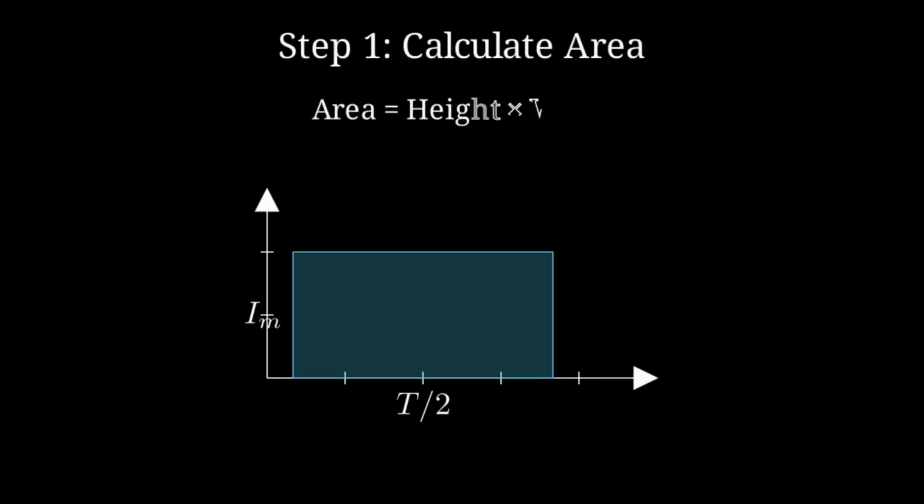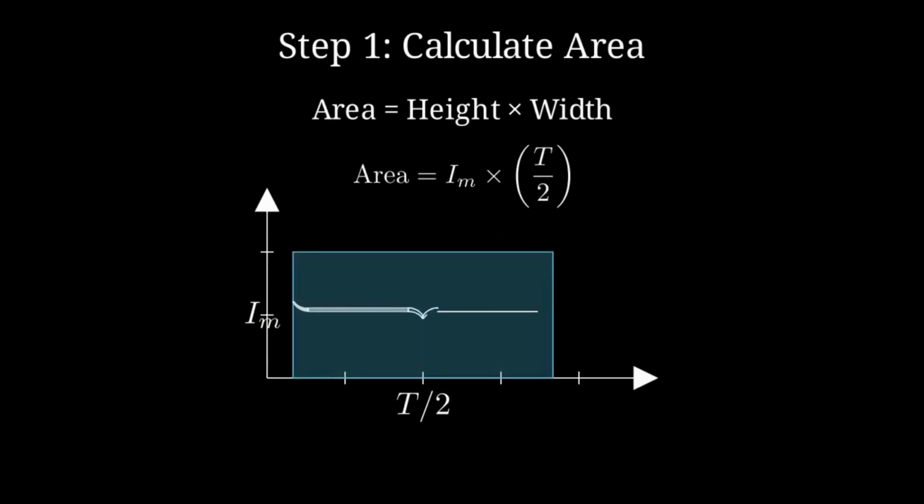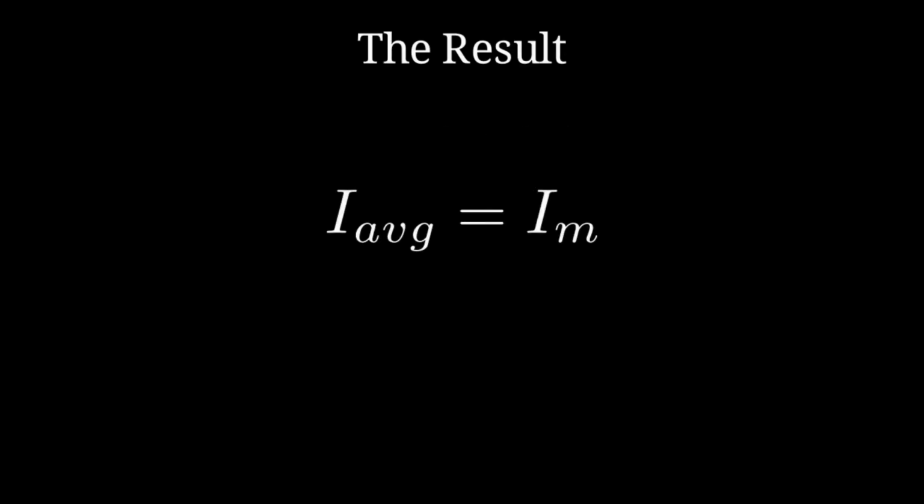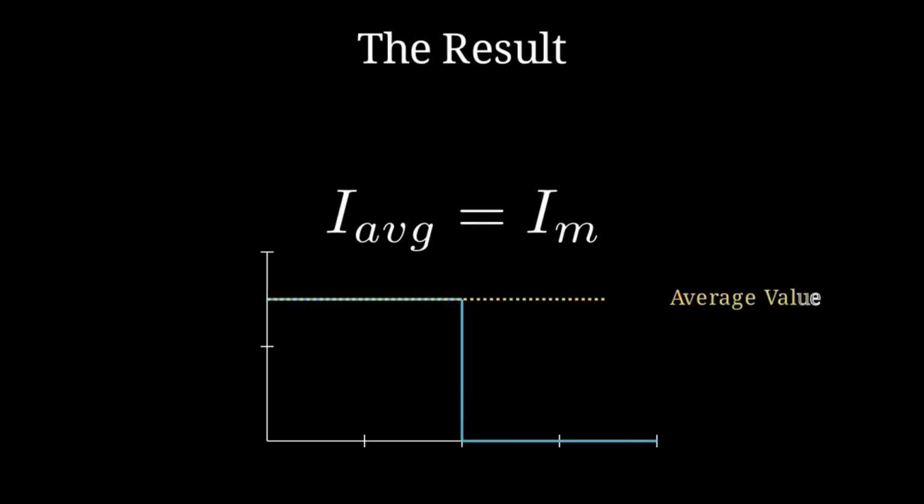Since the square wave is constant during this interval, the area is simply the area of a rectangle. We multiply the constant peak current, Im, by the duration of the half period, which is T divided by 2. The result is elegant and simple. For a square wave, the average value over a half cycle is exactly equal to its peak value.